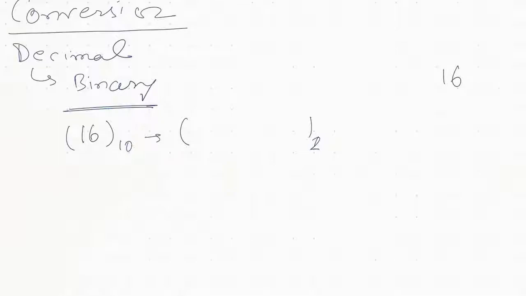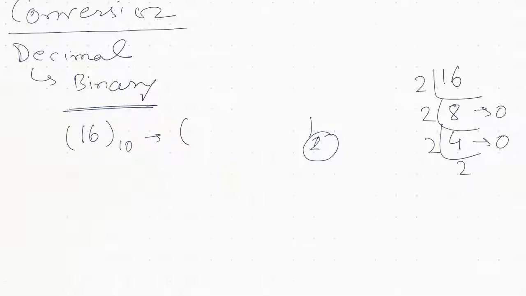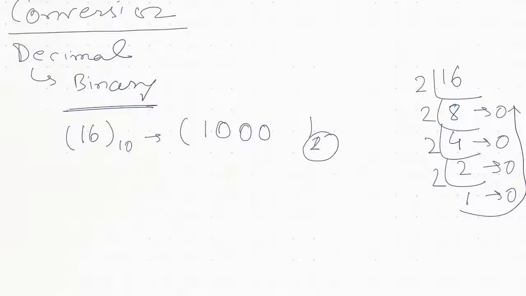Because we are going to convert it into base 2 or binary, we have to repeatedly divide it by 2. So 2 times 8 is 16, so we have a remainder of 0. 2 times 4 is 8, remainder of 0. 2 times 2 is 4, remainder of 0. 2 times 1 is 2, remainder of 0. And the order of writing is from top to bottom. So what we have is 1 0 0 0 0.